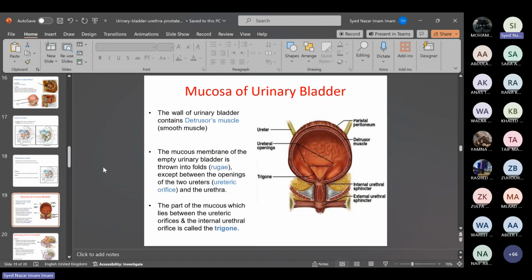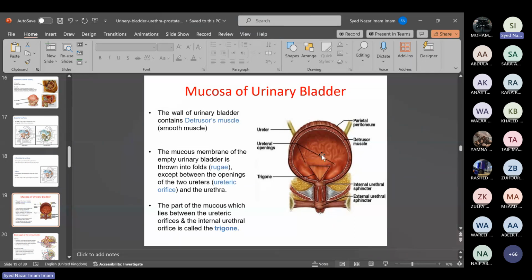Mucosa. What type of mucosa do we have? We have mucosa lined by the transitional epithelium, and the muscle we have is the detrusor muscle, which is the smooth muscle.